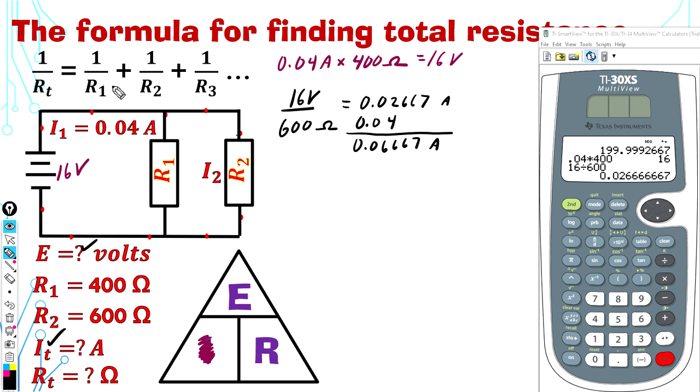We're going to use our formula up here. So it's going to be 1 over RT equals 1 over 400 plus 1 over 600.